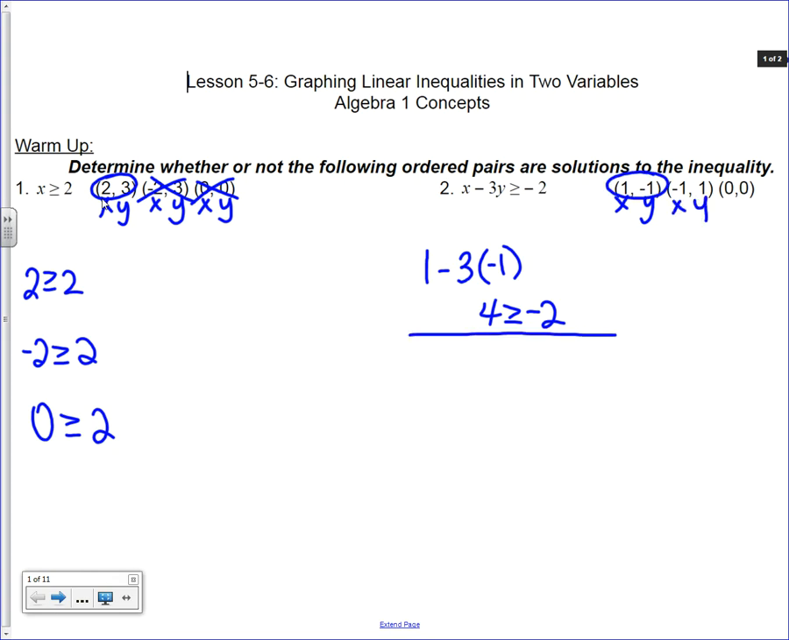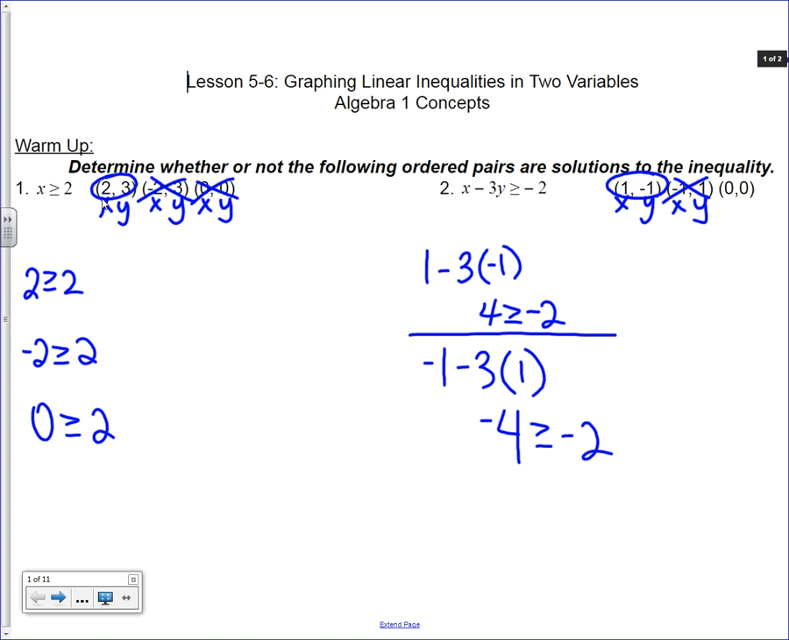Let's plug in the next one. What am I putting in for my X? Minus 3 times the Y. Type that into your calculator. What does it give you? Is negative 4 greater than or equal to negative 2? No, it's not. So that's not a solution.